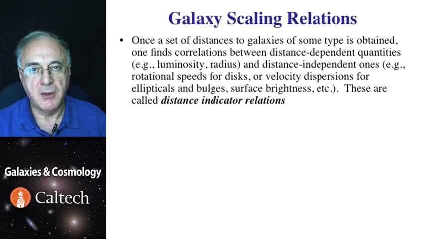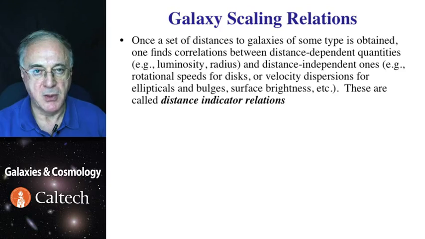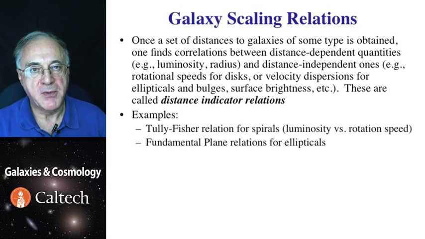This is where galaxy scaling relations come in. Remember, we explained how it works at the beginning of this clip, and if we can find a quantity for galaxies that correlates with another one, the first one being distance dependent, such as luminosity, the other one being distance independent, then we can actually do the same trick as we did with Cepheids. There are two examples of such distance indicator relations for galaxies: one for spiral galaxies called the Tully-Fisher relation, and one for elliptical galaxies called the fundamental plane.